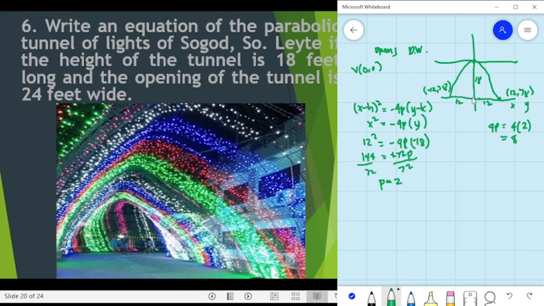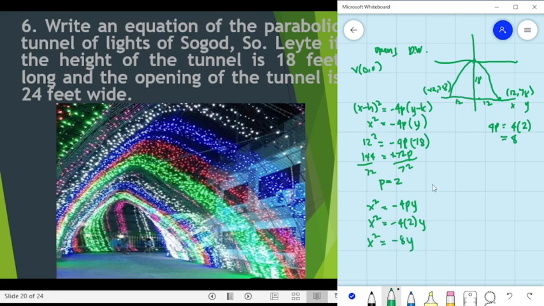That means your latus rectum is 8, so 4 units, 4 units each side. No? So therefore, your equation, the one we will use from earlier, is x squared equals negative 4py. So x squared is equal to negative 4 times 2 times y. So x squared equals negative 8y.